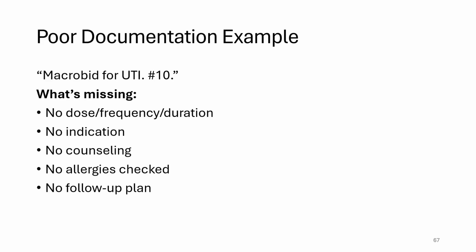So I should point out that nitrofurantoin is not one of the medications we discussed in this lecture, but you can see from the good documentation on the previous slide what the indication was. Macrobid is the brand name version of nitrofurantoin, but this would be a poor documentation example. "Macrobid for UTI, number 10." We're missing the dose, the frequency, the duration. We do not have indication or counseling.